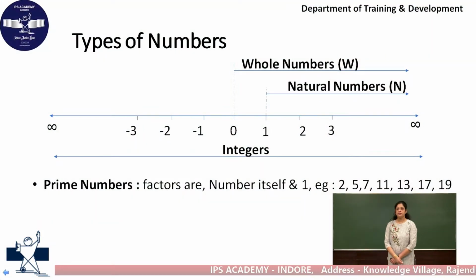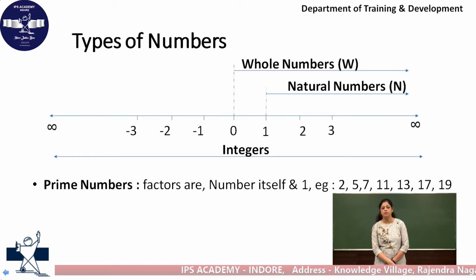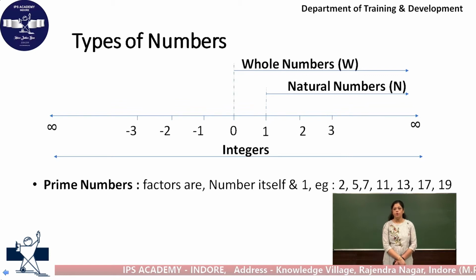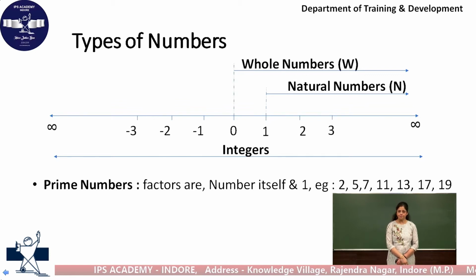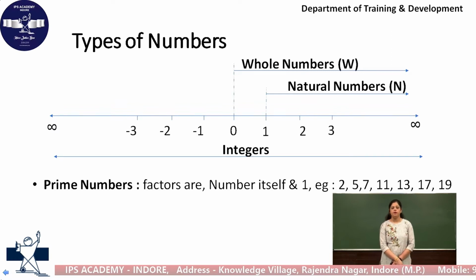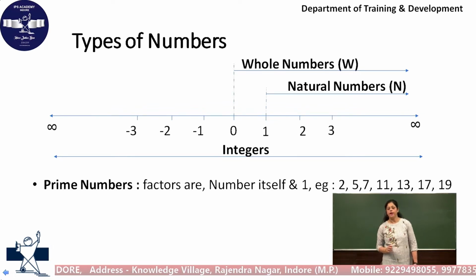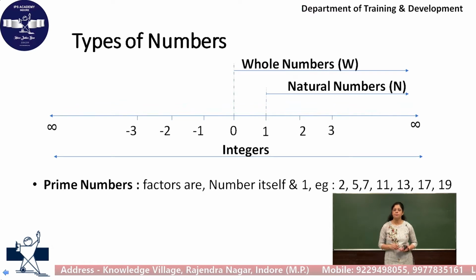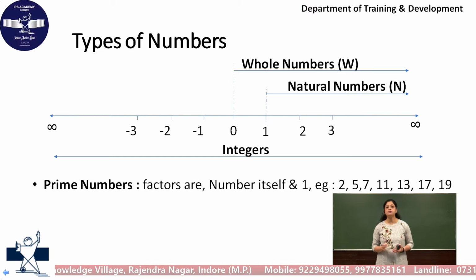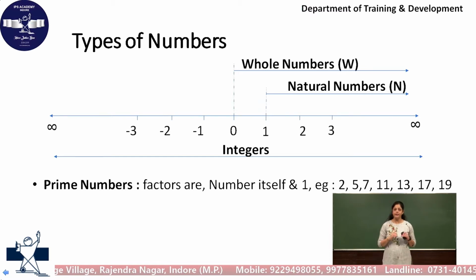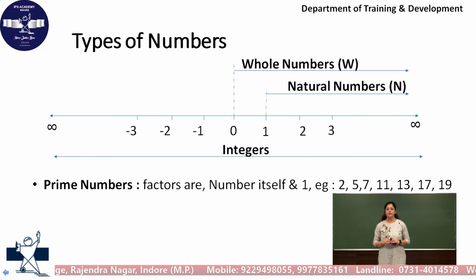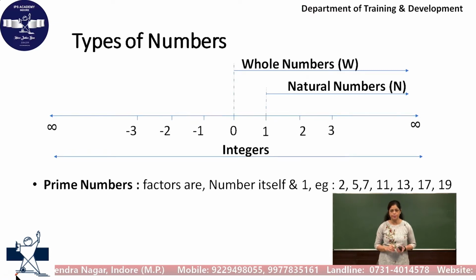The types of numbers included in maths: natural numbers, which exclude 0, all positive numbers. Whole numbers include 0, all positive numbers. Then come integers, which include positive as well as negative numbers. So these are the basic number classifications in maths. Then we have prime numbers. Prime numbers are the numbers which are divisible only by the number itself and 1, right? That means the numbers which come in their own table, and are not part of any other number's table, are called prime numbers.